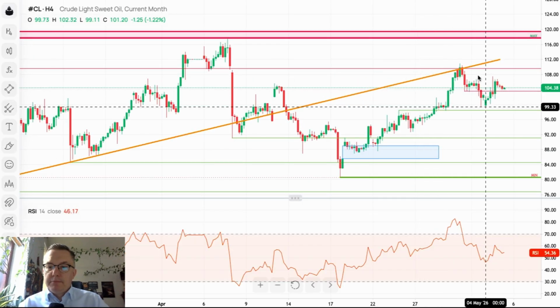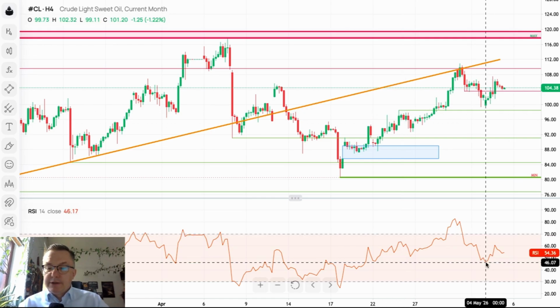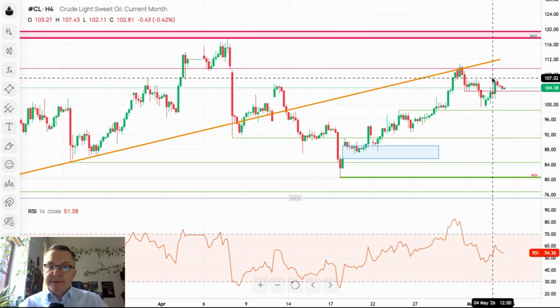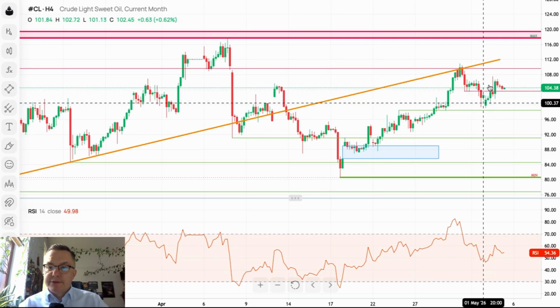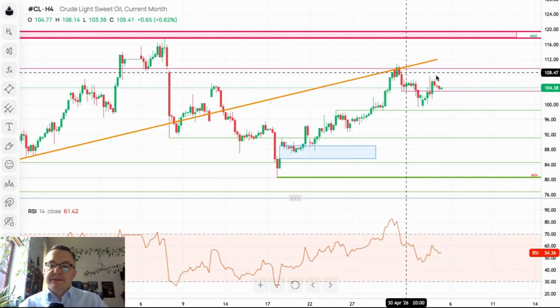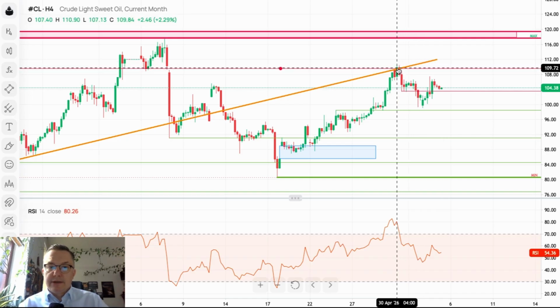Crude oil bounces from the level of 99.11, just above the technical support of 98.37, as the momentum hit the level of 46, almost the level of 50. A little bit of a bounce to the upside, local high 107.43, so a lot of volatility during the last 24 hours. Nevertheless, we are still trading below the trend line, with the level of 110.90 rejection. So that's the situation here.